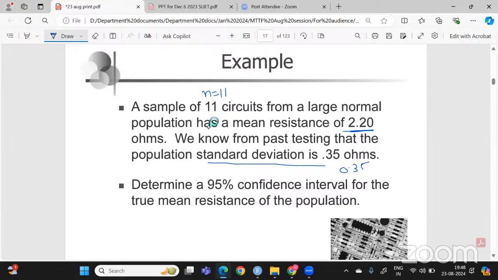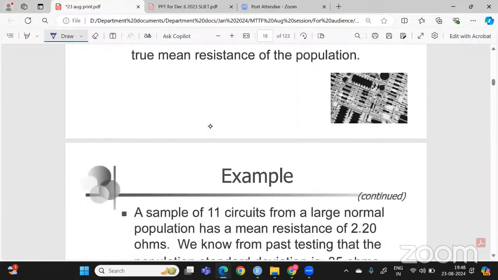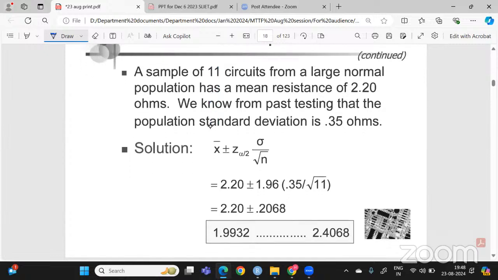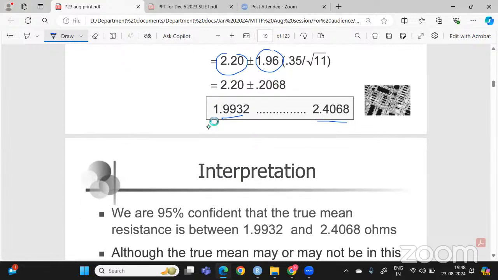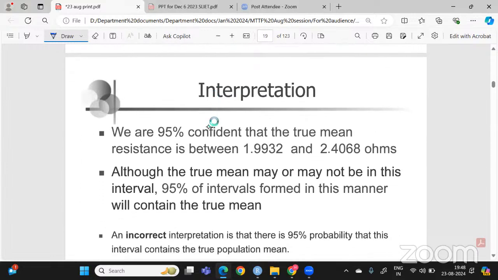The formula says x bar plus minus z alpha by 2 sigma upon root n. So we got sample mean as 2.20, z alpha by 2 as 1.96 because it is already fixed for the 95% confidence interval, and sigma as 0.35. After putting the values, I got the lower and upper limits. This is one simple example that helps to understand. The interpretation says that we are 95% confident that our true population parameter lies in the range of 1.9932 and 2.4086. Okay.